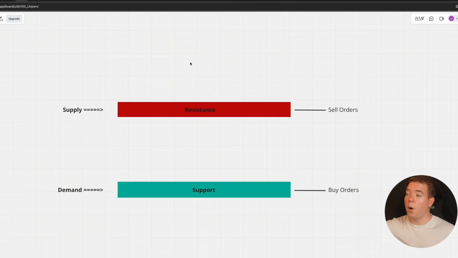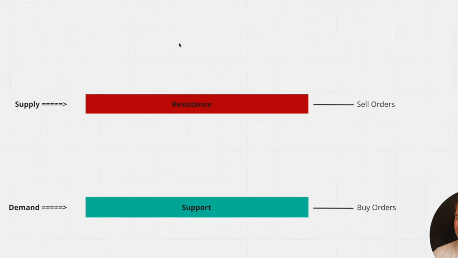In the next few minutes, I'm going to show you exactly how institutions use supply and demand to take money from retail traders and how you can flip the script. Before we can move to real life examples, we need to understand the basic concept of supply and demand.